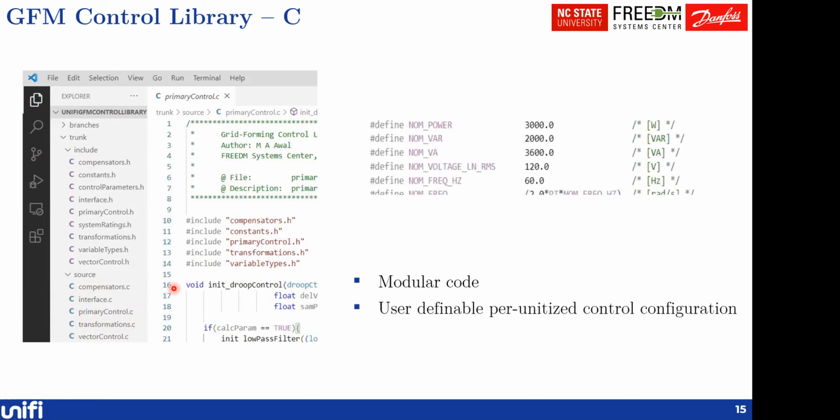And the other thing is it's per unitized. The whole code base is done fully in a per unit sense. That means you can parameterize your control parameters through per unit quantities. So that makes it easy for you to adapt to your needs. So let's say you're trying to change the rating of your system, the voltage rating or the power rating of your system. You can do that pretty easily.